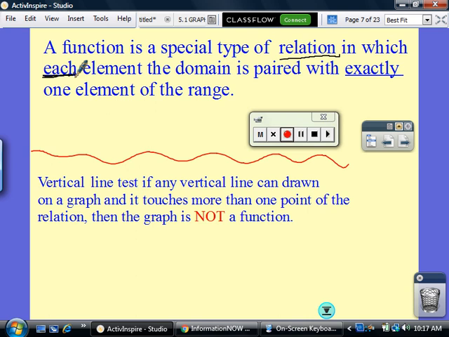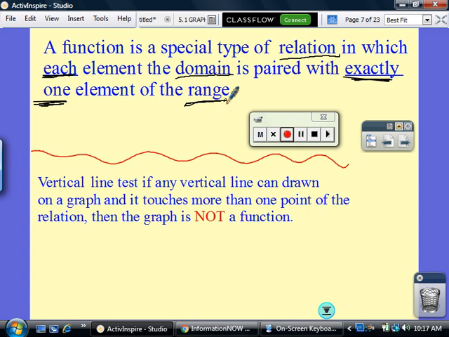Individually, one at a time, okay? And so each element of the domain, what's the domain? The set of X's. Is paired with exactly one. What does that mean? Could there be two? No, exactly one element of the range. What's the range? The set of Y's.